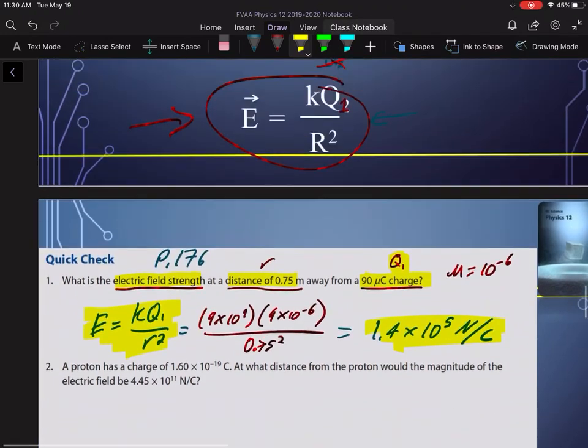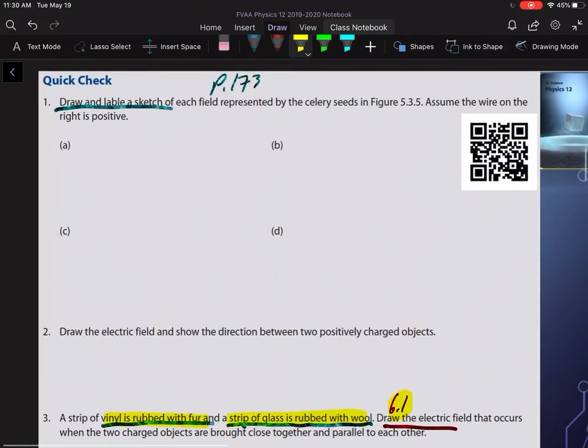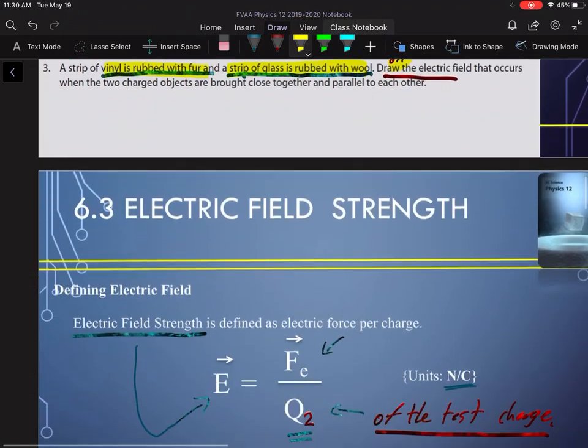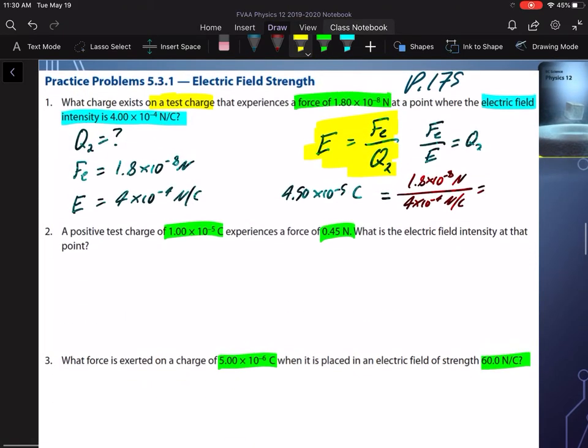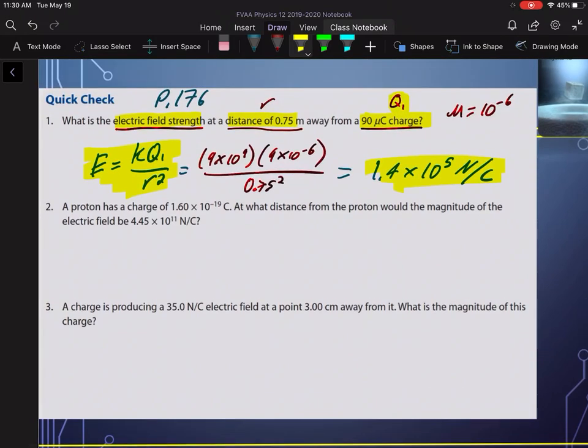So your homework, due Thursday, is going to be pages 173 and 174, this quick check, questions 1, 2, 3. Questions 2 and 3 on page 175, and questions 2 and 3 on page 176.